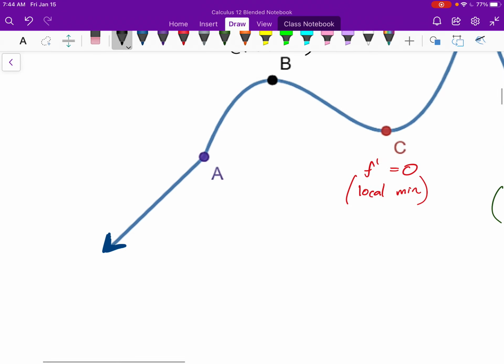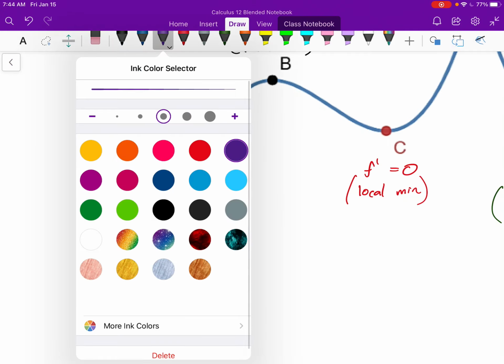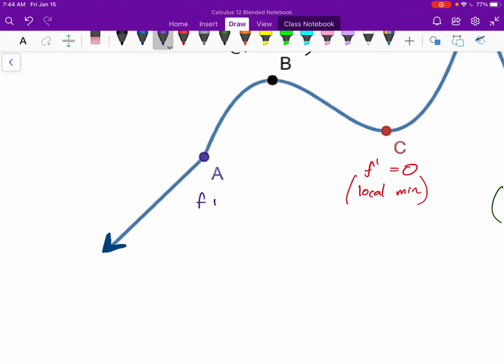And then it leads me to my last point, a. Now at a, the derivative does not exist. But this is neither a max nor a minimum.